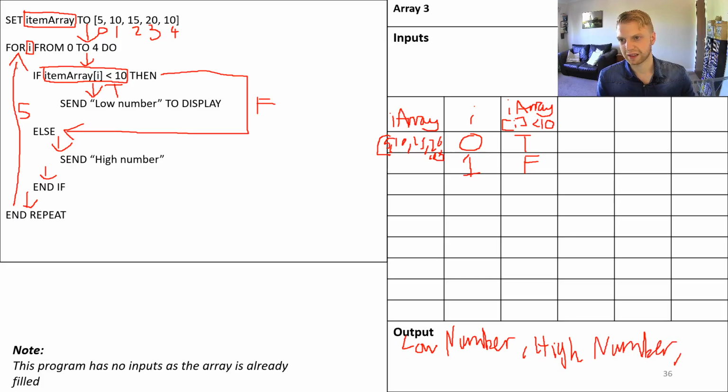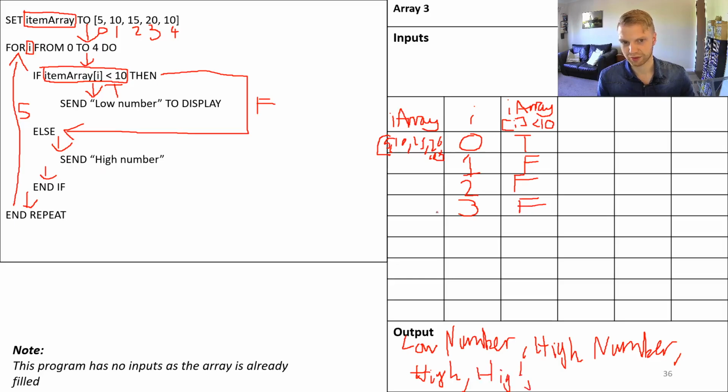Go around again, I goes up by 1, as always. We get to 2. If item array 2 is less than 10, well what's there? 15. Is 15 less than 10? No, it's not, so false. So we write high number again. I'm just going to write high to be quick. And so we go around again, I goes up. What's in that position? Well, it's 20. Is 20 less than 10? No, it's not. So we write high again.